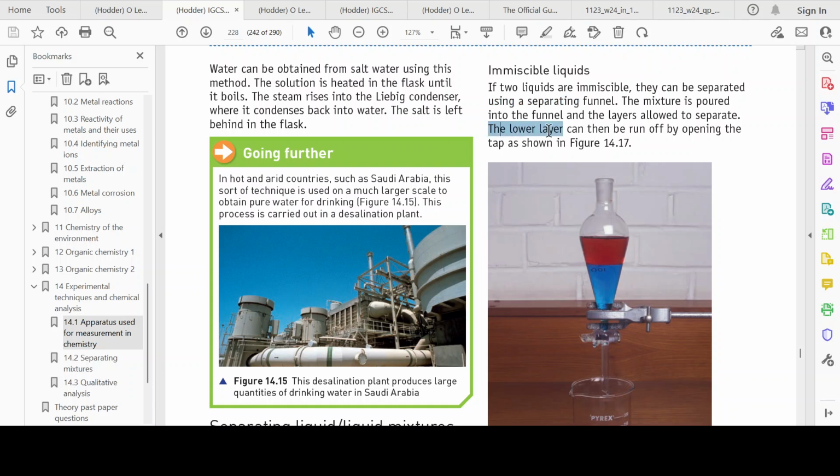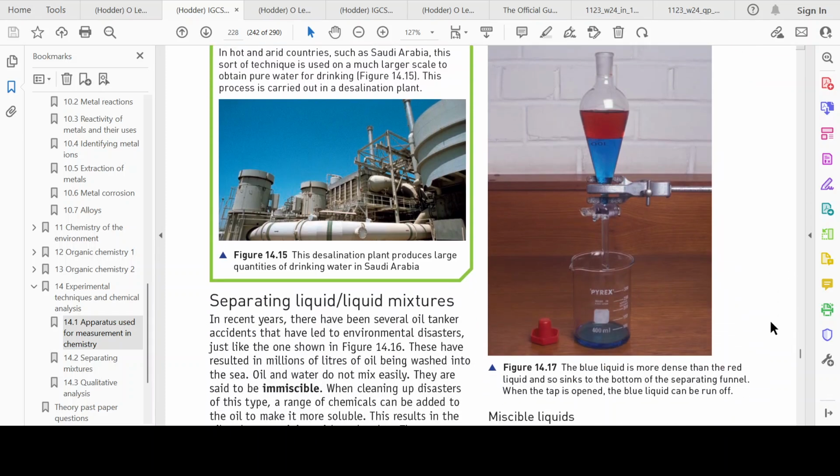And then the lower layer can be run off by opening the tap. There's a tap over here, and so you open the tap, right? You've attached the separating funnel to the clamp of a retort stand. Open the tap of the funnel, and you let the liquid run into a beaker, right? Whatever size it is you need. This one's 400 ml or 400 centimeter cube, the beaker.